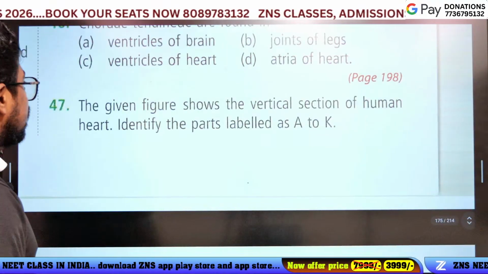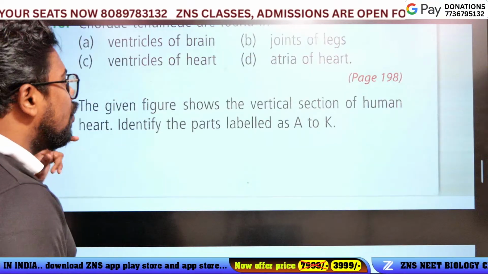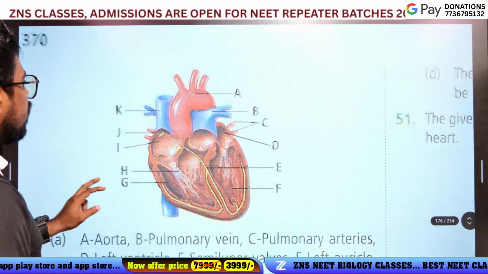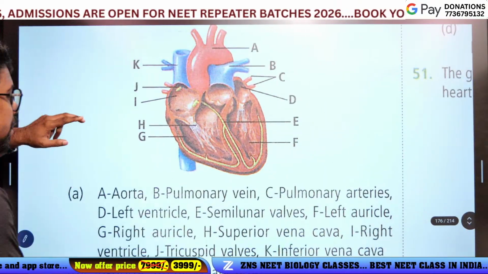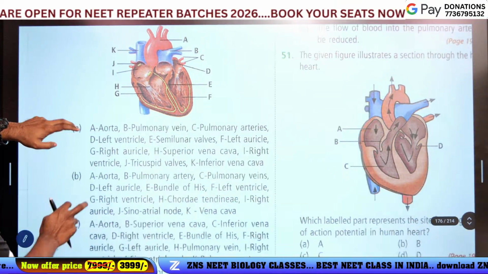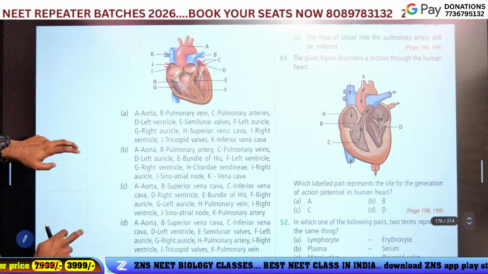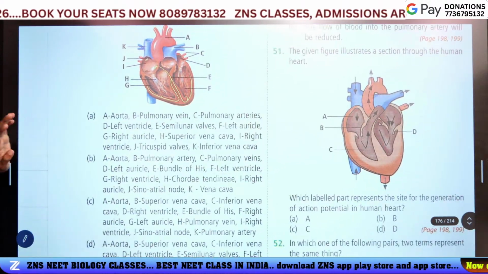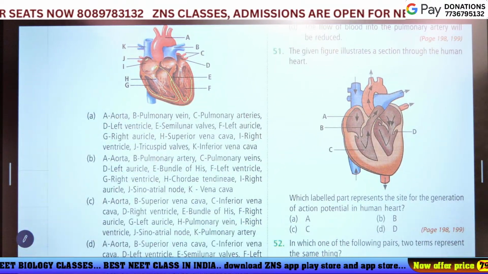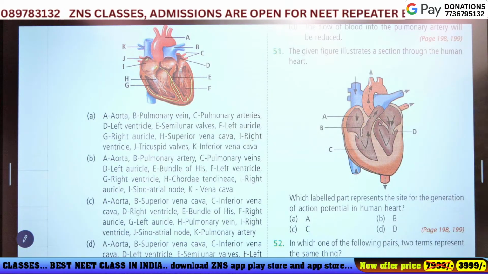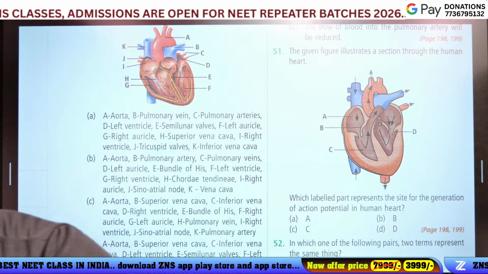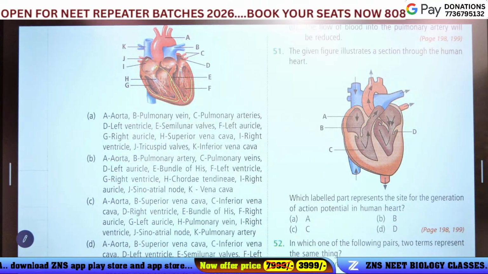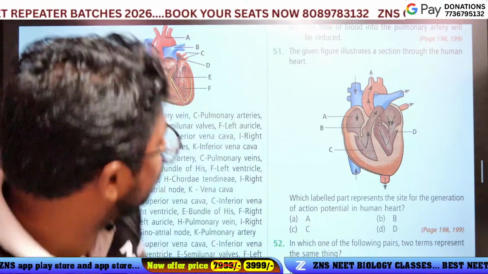Next, the given figure shows the vertical section of the human heart. It's a big question, guys. Oh my goodness, it's a big question. You can see, no problem. So difficult? No clarity.